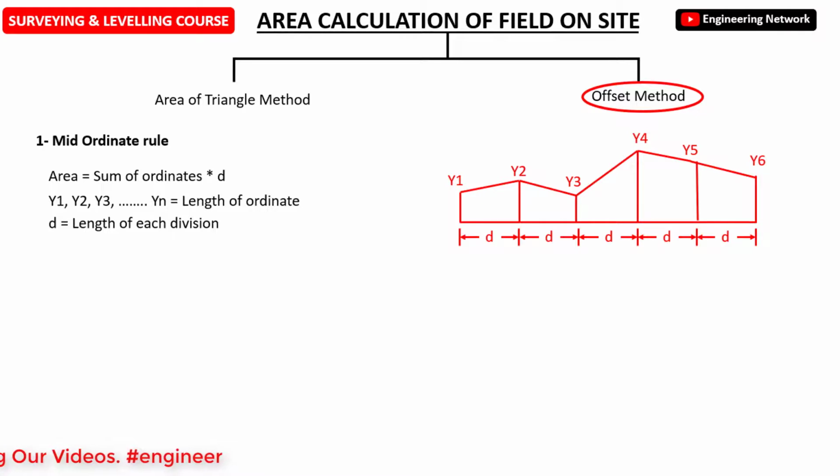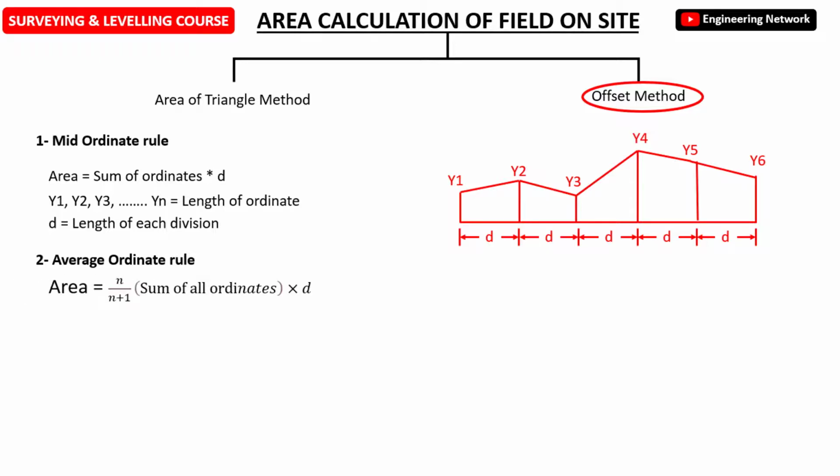The second rule is the average ordinate rule. Again I will take this field as an example, and the formula of the average ordinate rule for area calculation is: area is equal to n divided by n plus 1, multiplied by the sum of all ordinates, and multiplied by d. Here n is the number of offsets.